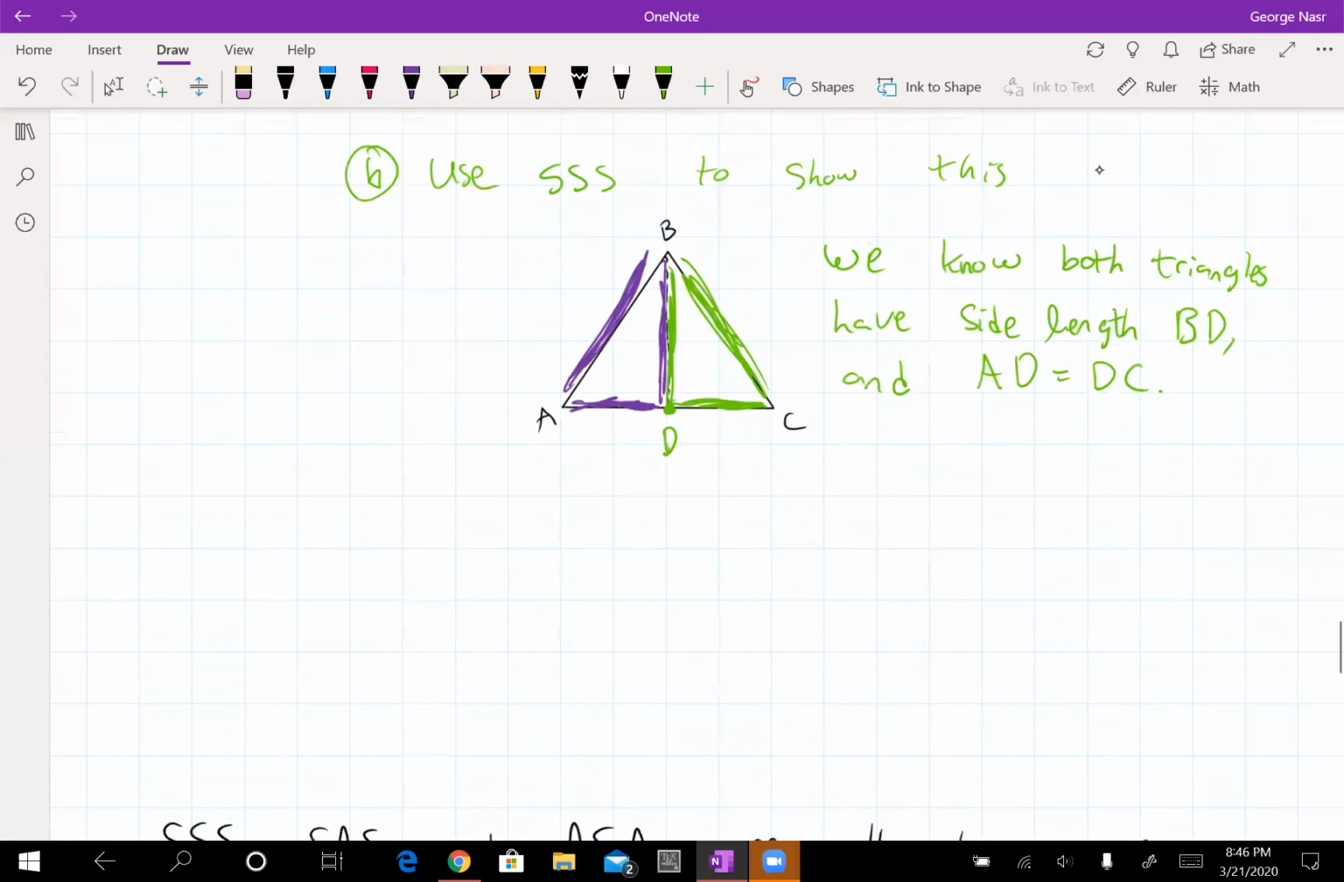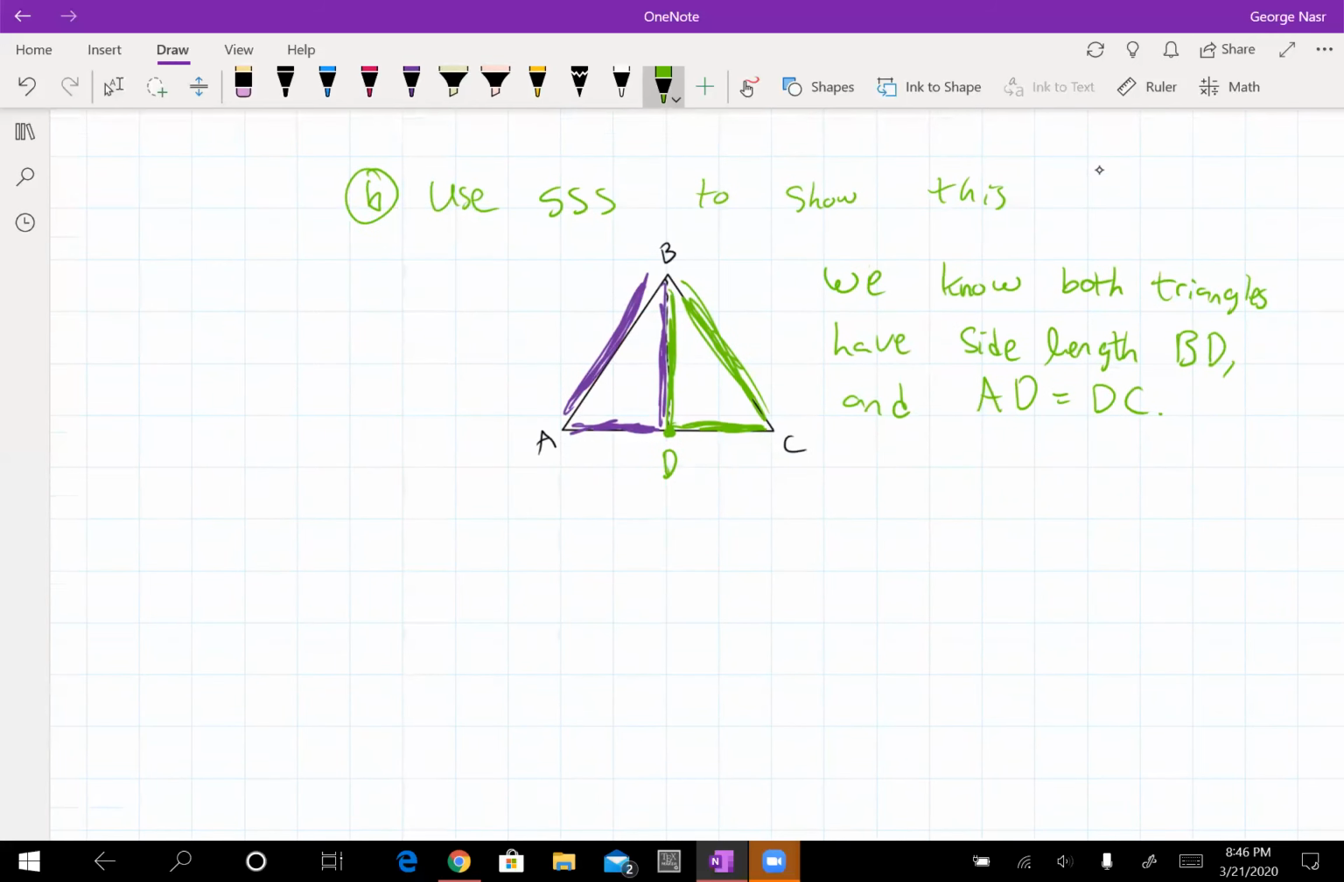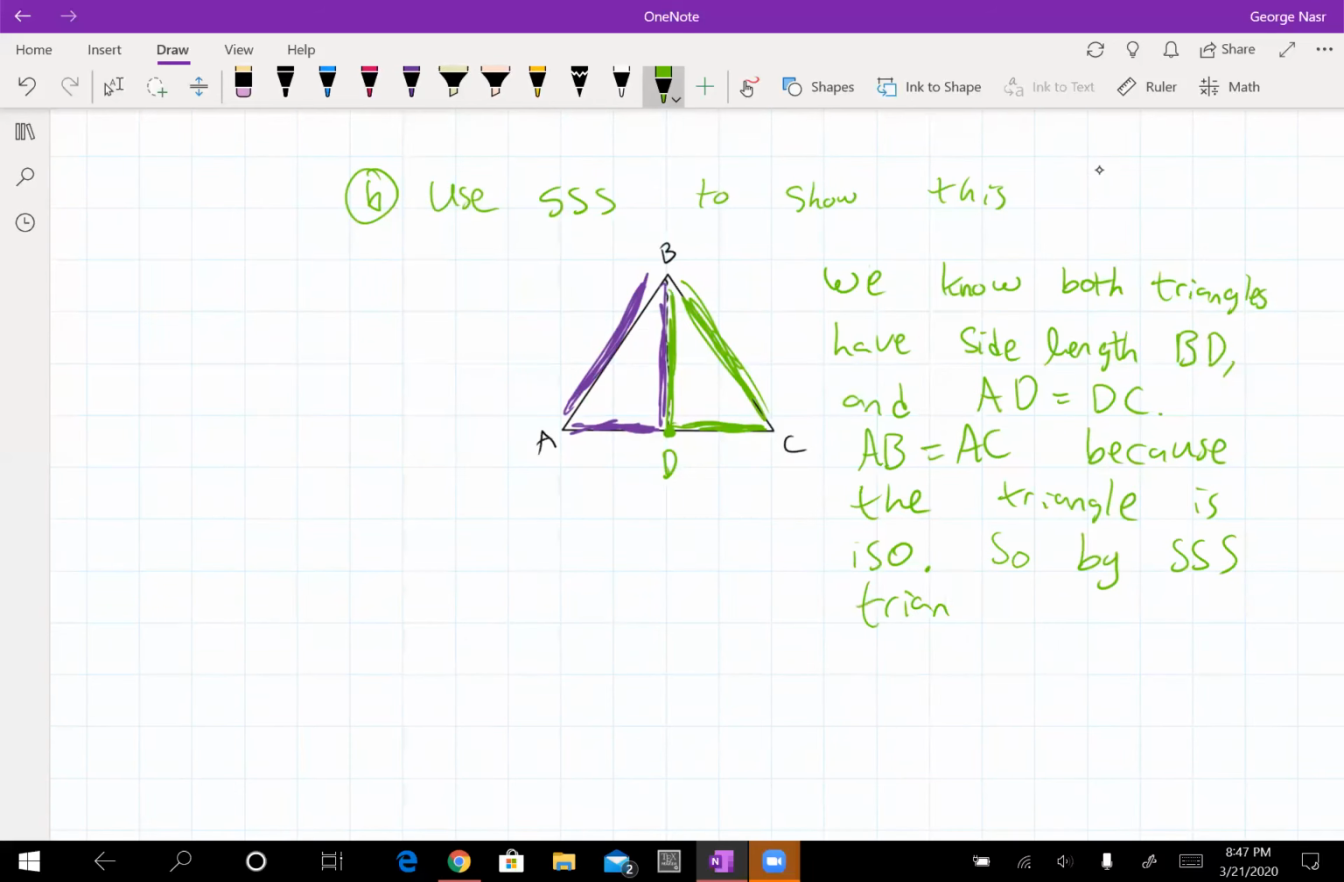So we can just wrap this up and say AB equals AC because the triangle is isosceles. So by SSS, triangle ABD equals ADC.